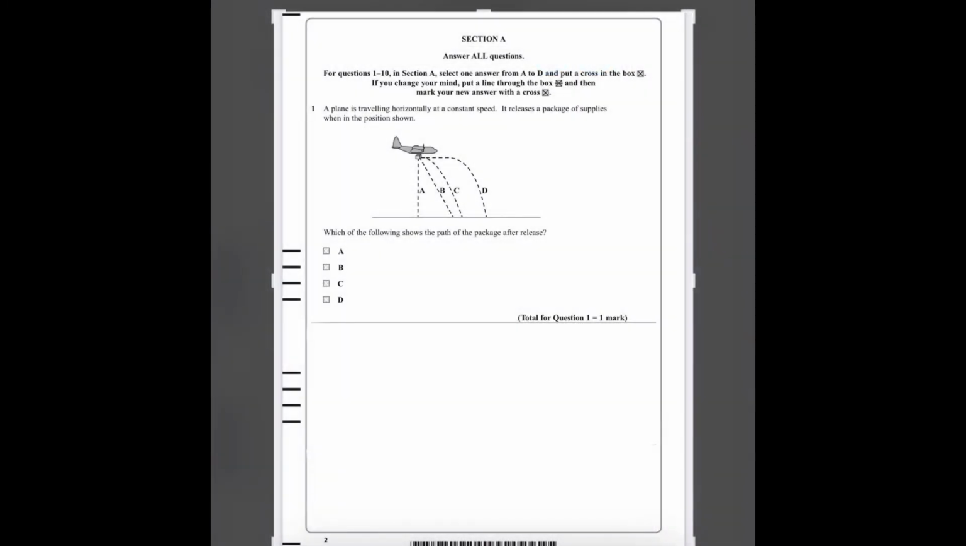Let's start. Number 1. A plane is traveling horizontally at a constant speed. It releases a package of supplies when it is in the position shown. So, when the plane is in this position, it releases the package, and which of the following shows the path of the package after it is released.